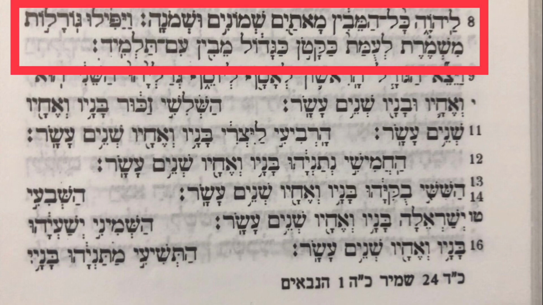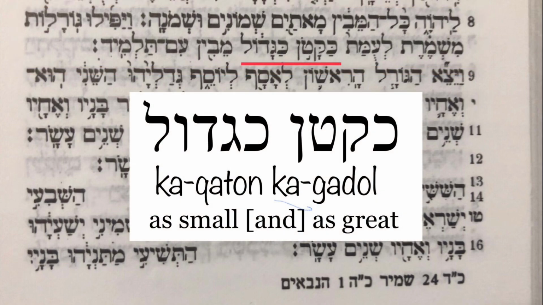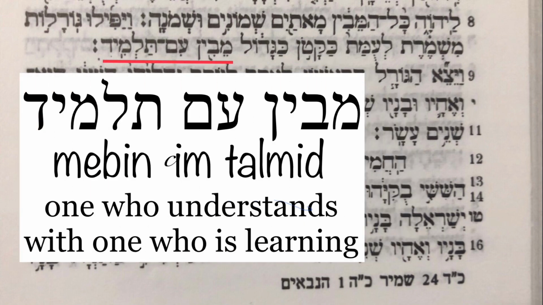And the text says that this applied kekaton, kegadol, as little as great, or perhaps more eloquently put, as it was with the young, so too it was with the older men, or more experienced men, elders, I don't know. Then immediately after that, the verse offers another contrast. Mebin im talmid, literally one who understands with one who is learning, or more eloquently put, teacher and student alike. Now, putting aside the preposition in the middle, that word im, I want to focus on the first word and the third word, mebin and talmid.